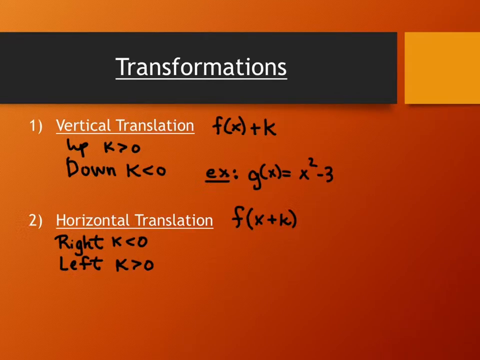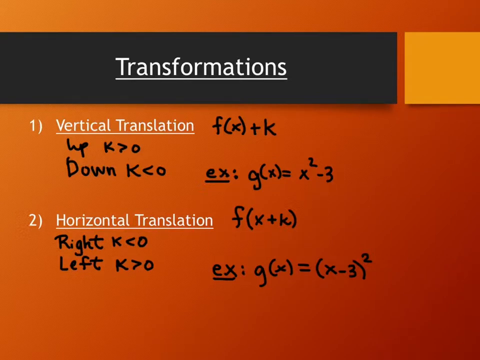For example, if we had g of x equals, and instead of putting the minus 3 on the outside, we put minus 3 inside with x, like this. How would that move? It moves to the right 3. So it'll look just like x squared, but it'll be shifted to the right 3.